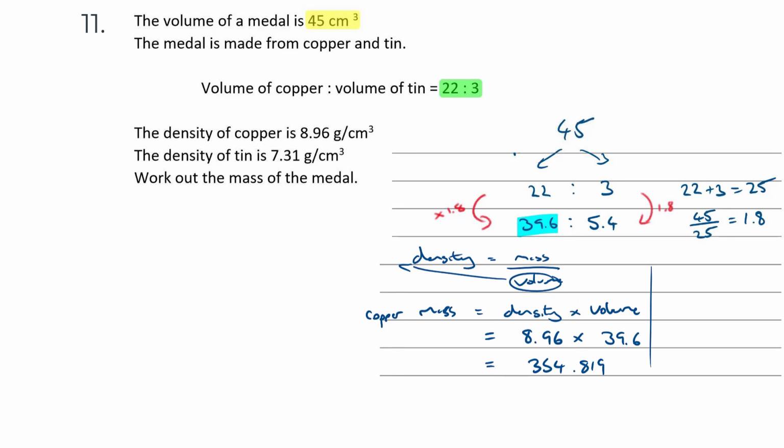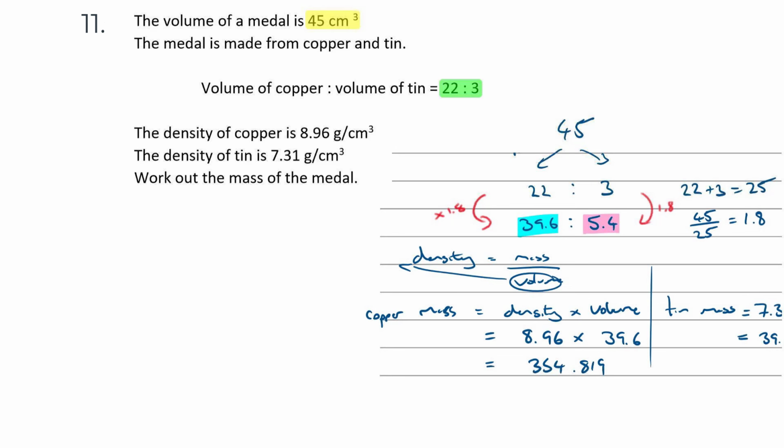And then on this side I'm going to work out the mass of the tin. So the tin mass, what's that going to be? I know that for the tin, I've got a density of 7.31 grams per cubic centimeter, and we worked out that we had 5.4 cubic centimeters of that. So again, multiplying those two numbers together, 7.31 times 5.4, it's going to give me 39.474.